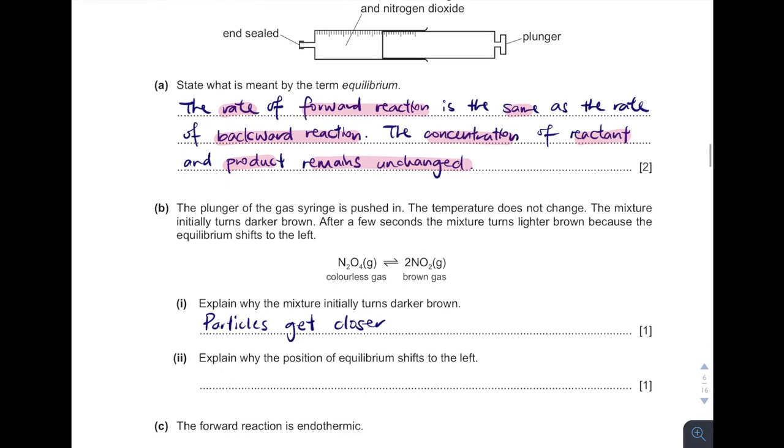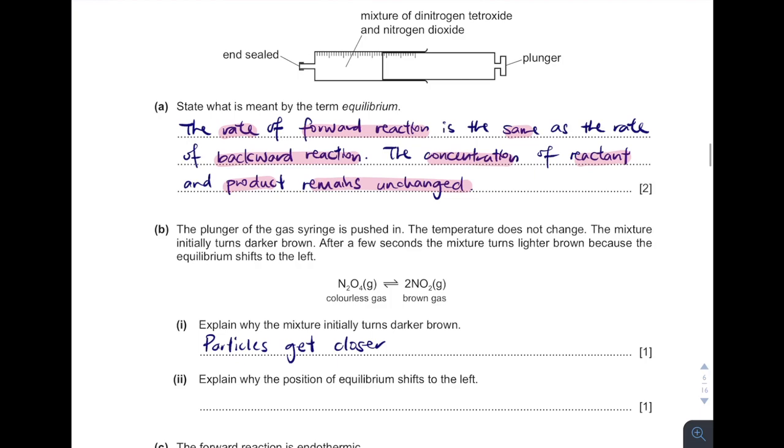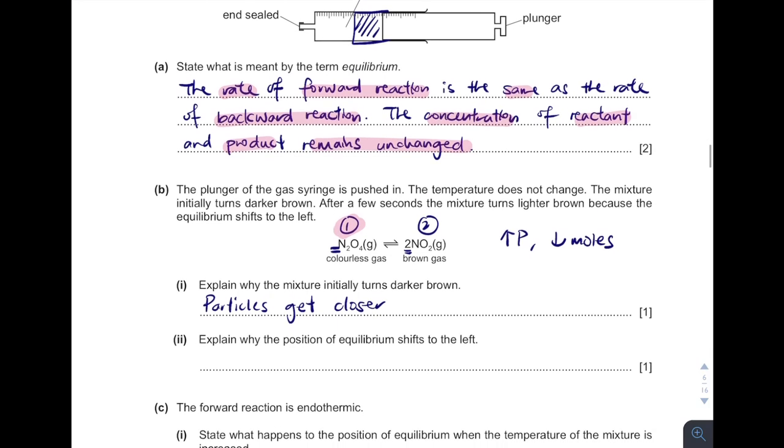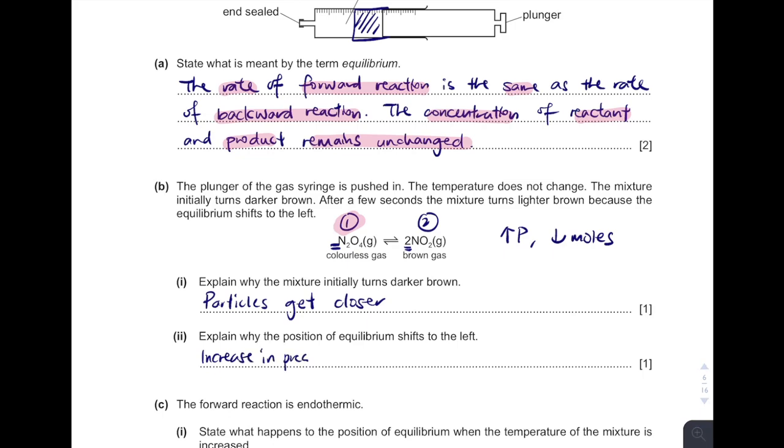Alright, then why does the position of equilibrium shift to the left? When you push the plunger in, the space available decreases. So what happens? It will increase the pressure. Let me see how pressure affects the position of equilibrium again. An increase in pressure will always favor the side with fewer moles. So now you have to compare the numbers of molecules on both the left hand side and right hand side. Left hand side, there's only one. Right hand side, there are two. So which side has fewer moles? Left hand side, isn't it? So this is the reason why the position will shift towards the left. So answer: increase in pressure favors the side with fewer moles. Or you can also say because the left side has fewer molecules. You have to compare which side has fewer moles.